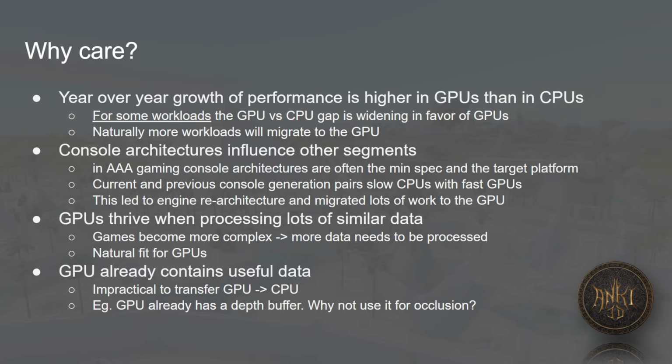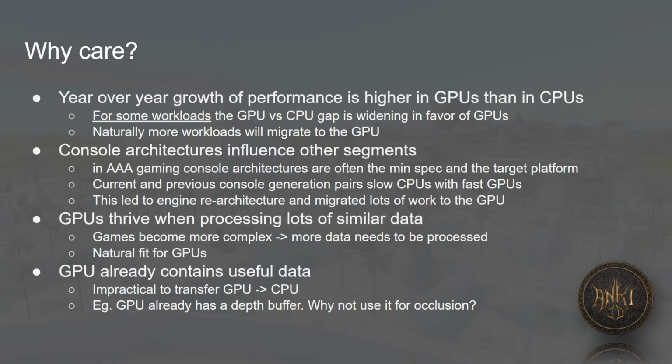But why care about GDR? The first reason is that year-over-year growth of performance is higher on GPUs than CPUs, at the present time at least. So what naturally happens is more workloads migrating to the processing unit with the highest performance, which is often the GPU. The second reason is games consoles.